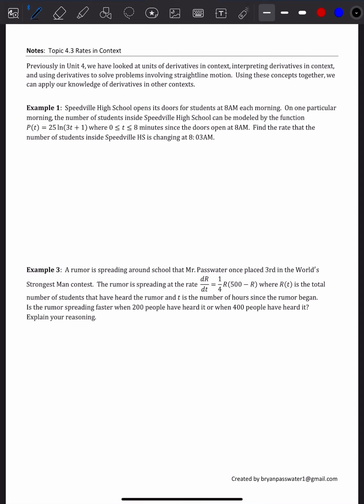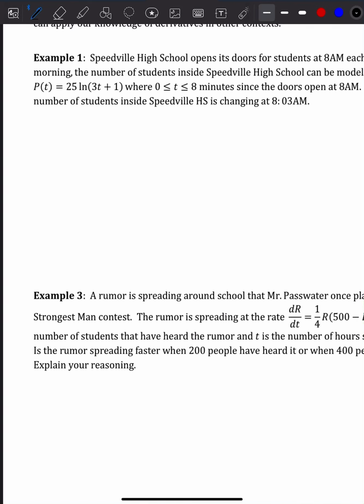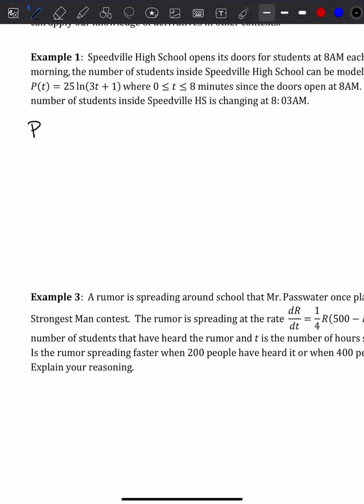So the first thing that we need to do is find our derivative. So p prime of t equals, we have 25 times the derivative of our natural log. So 3t plus 1 goes in the denominator. The derivative of 3t plus 1 is 3. This means we are looking at 75 over 3t plus 1.